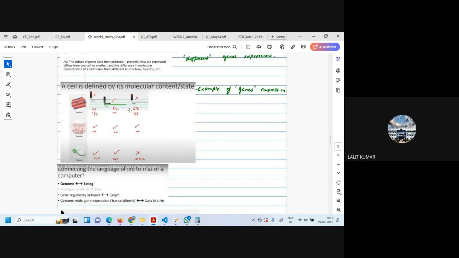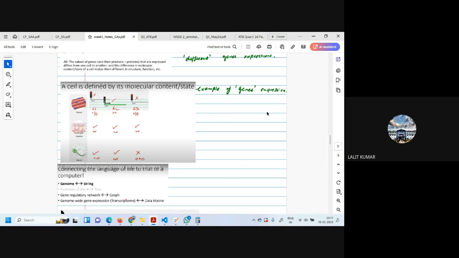Then for the genes, the cell is defined by its molecular content or state, like gene 1, gene 2, gene 3. In different cells, they might have different relations, where gene 1 leads to both gene 2 and gene 3, and then gene 2 and gene 3 lead to gene 4.